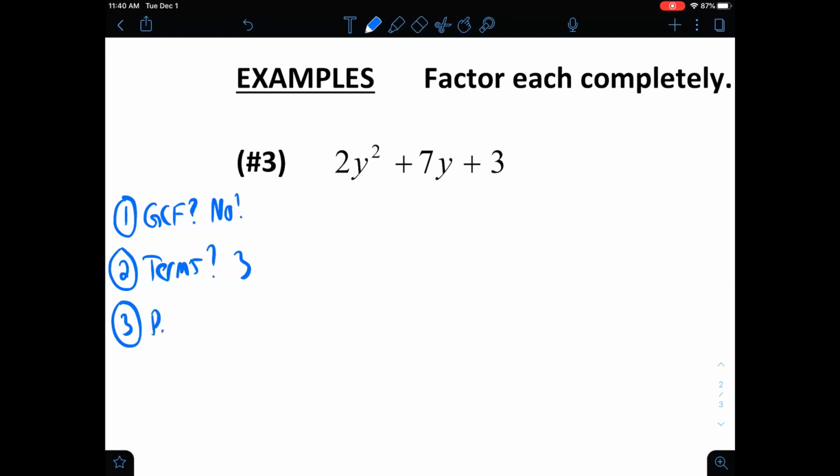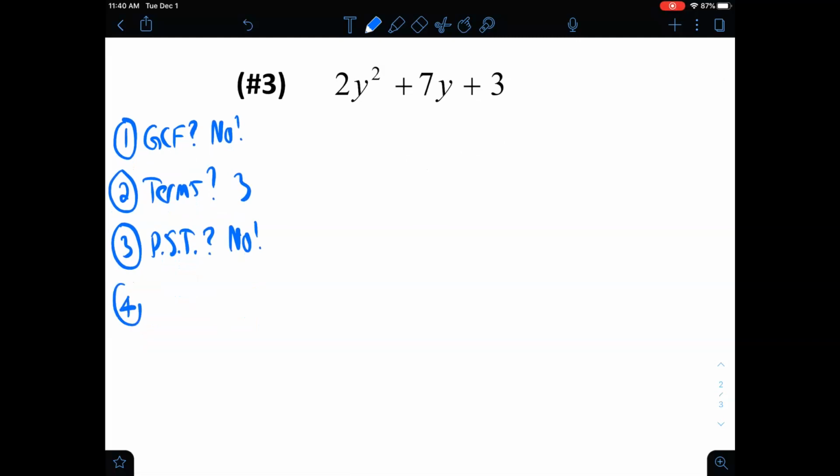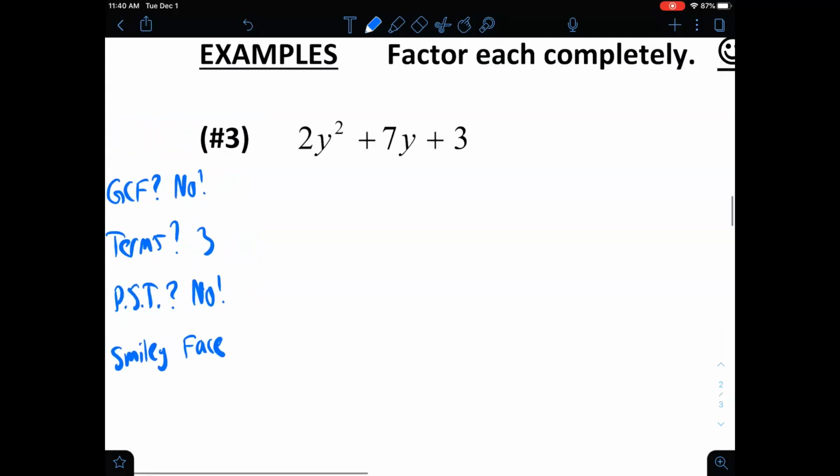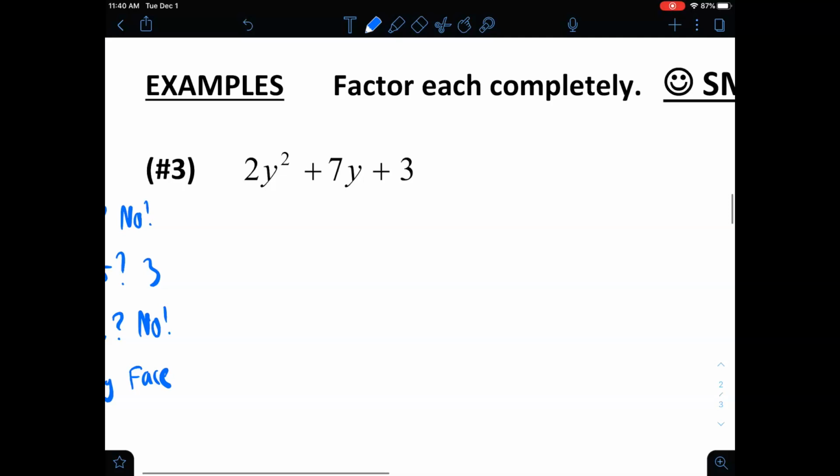The third thing we need to check after we figure out the number of terms is, is it a perfect square trinomial? Well, the answer is we got 2. 2 is not a perfect square, and neither is 3, so this is going to be no. And then the fourth thing we do after we figure out it's not a perfect square trinomial is we're going to do a smiley face. Okay? So we need factors of 2y squared.